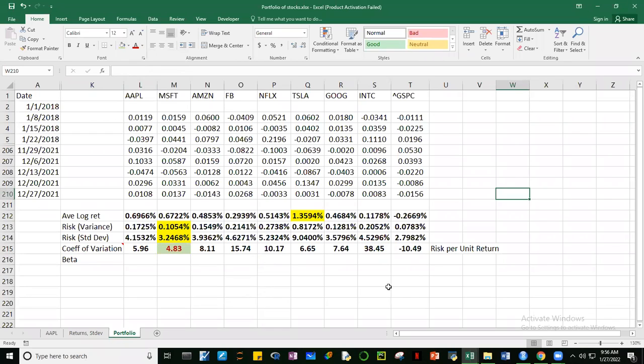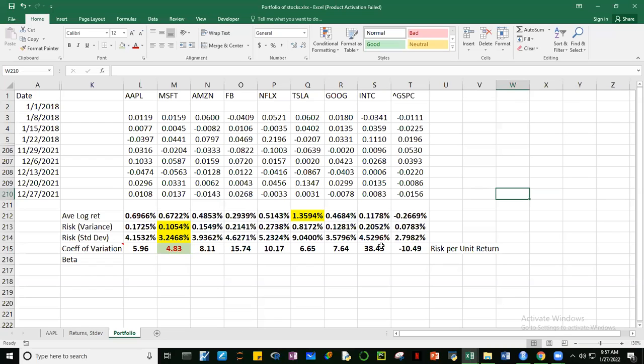Okay, so if we're just going to take a look at returns only, it's Tesla. If we're going to take a look at risk, it's Microsoft. If we're going to take a look at both returns and risk, we use the coefficient of variation. So mas maganda si Microsoft because it gives us the least risk per given unit return. Ibig sabihin ng unit 1, no? So 1% return, meron tayong 4.83 times na risk kay Microsoft.